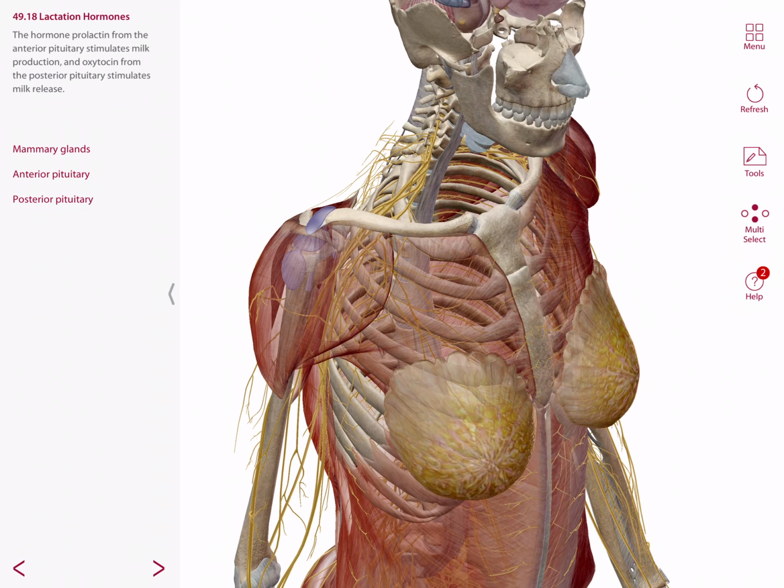So if you are a lactating mother and someone else's baby is crying, that will actually stimulate the oxytocin to be released by the posterior pituitary, and then you will have what we call letdown, and you have milk that is being let down into the mammary glands and ready to be discharged.